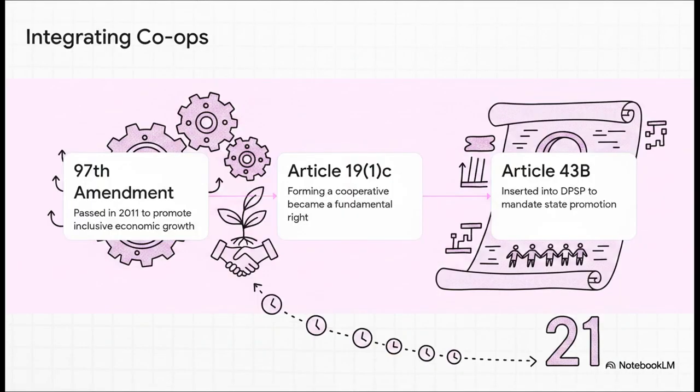Jumping into the 21st century, look at how a totally new economic engine, cooperative societies, was woven right into the nation's fabric in 2011. The 97th Amendment Act did 2 huge things. First, it actually made forming a cooperative a fundamental right. And right alongside that, it dropped a brand new directive principle, Article 43B, requiring the state to promote the democratic control and professional management of those cooperatives. It's just a perfect example of a living, breathing blueprint updating itself in real time.